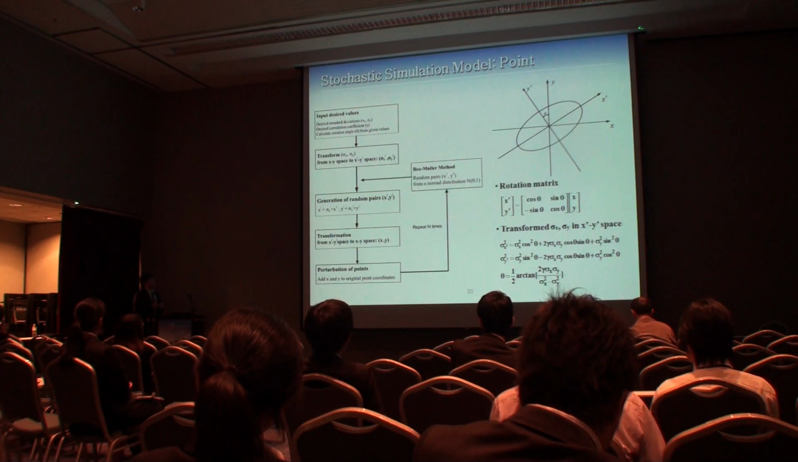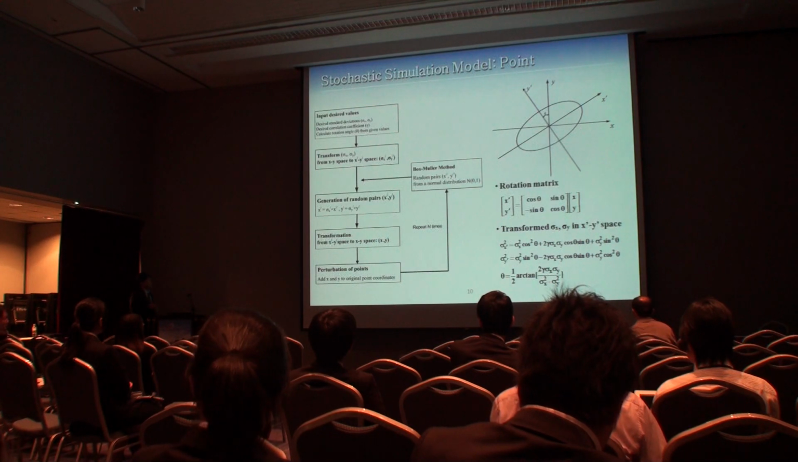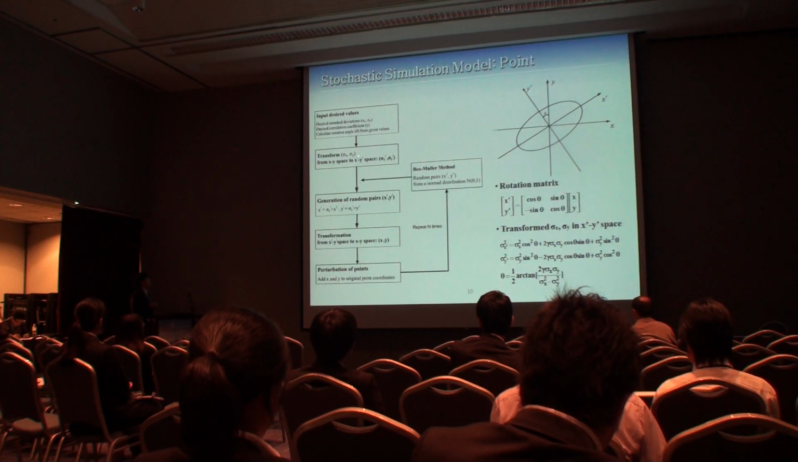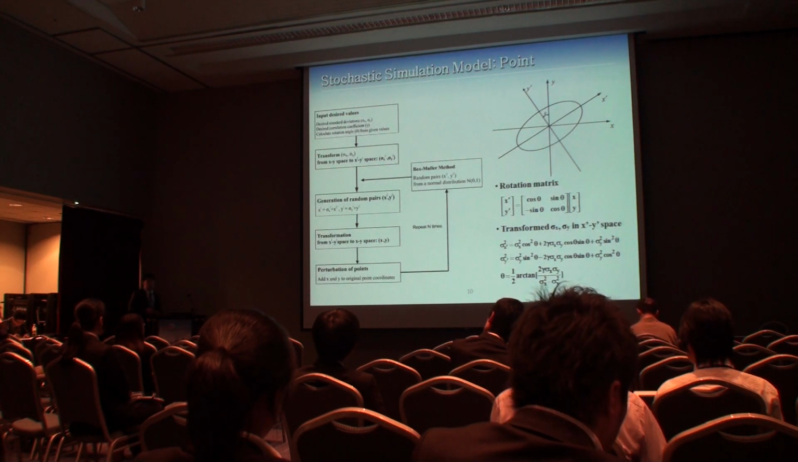Because the principal axes of the positional error distribution coincide with the semi-major axis and semi-minor axis of the error ellipse, the standard deviations from the covariance matrix need to be transformed using these equations. These transformed standard deviations are used as scale factors for the random numbers from the Box-Muller method. The generated random errors need to be transformed back to the XY space using this rotation matrix, and will be added to the original point coordinates for the perturbation.